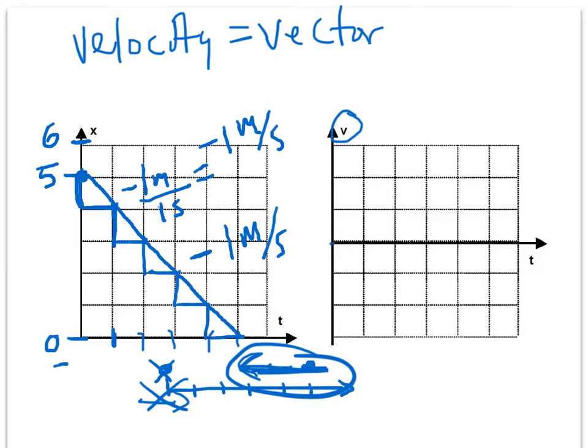per second. Here's 0 on my velocity time graph. Here's -1. So for every second, at 1 second, it's there. At 2 seconds, it's there. At 3 seconds, it's there. At 4 seconds, it's -1. At 5 seconds, it's -1. There's my velocity time graph.